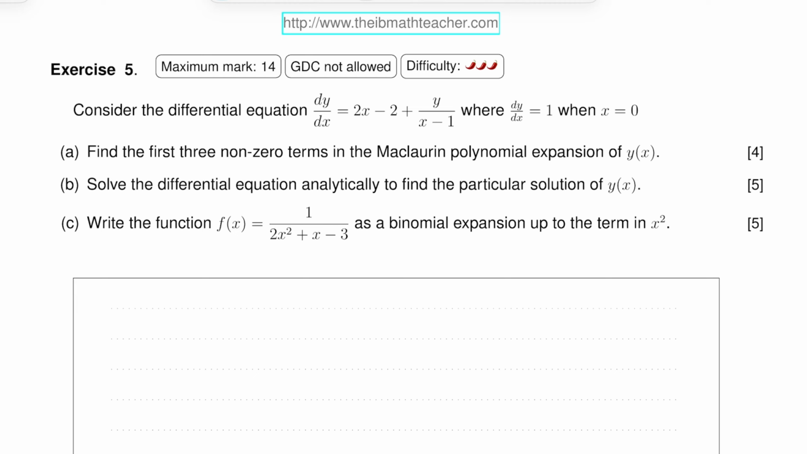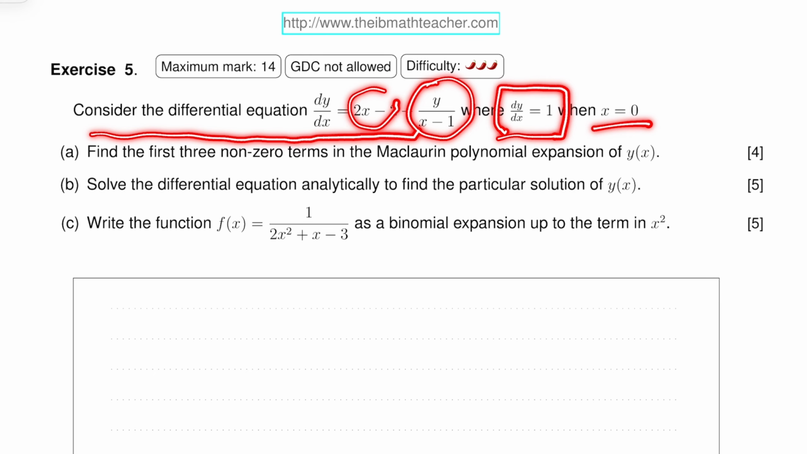All right, so let's get to exercise number 5, the last one in this list. And may I say, this exercise seems completely harmless, but that might not be the case. Let's take a look at it. Consider the differential equation dy/dx equals (2x minus 2 plus y) over (x minus 1), where dy/dx is equal to 1 when x is equal to 0. These are conditions given by the exercise, and we have a differential equation which you might identify as either separable, homogeneous, or one that you can solve using the integrating factor. We're going to define which one it is in a minute.